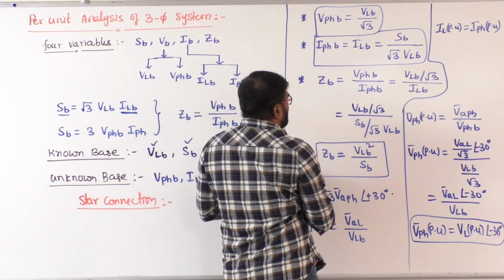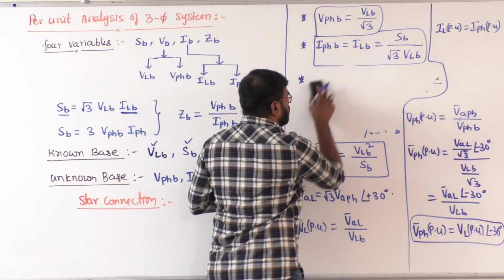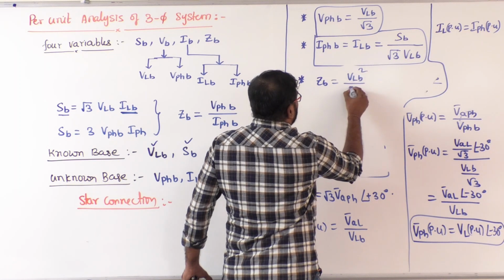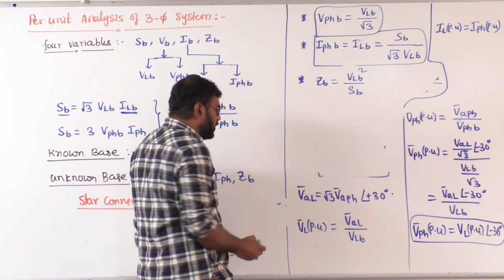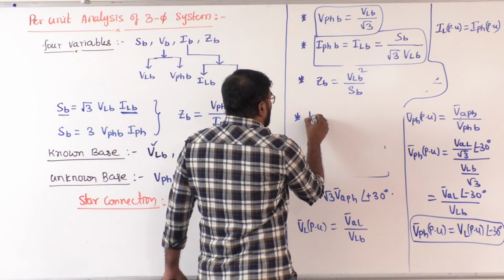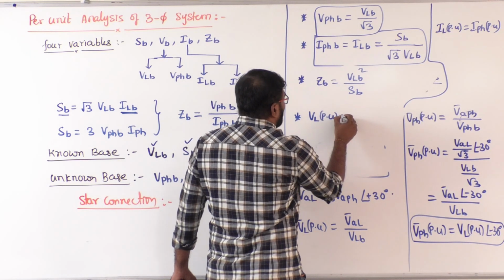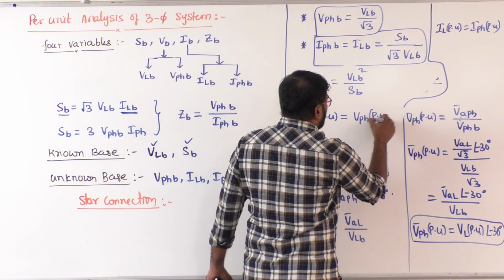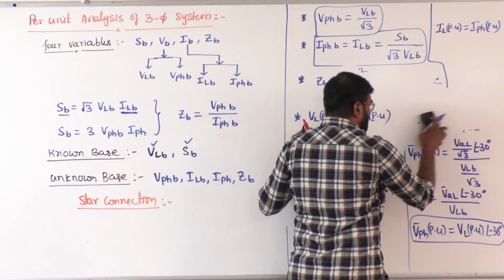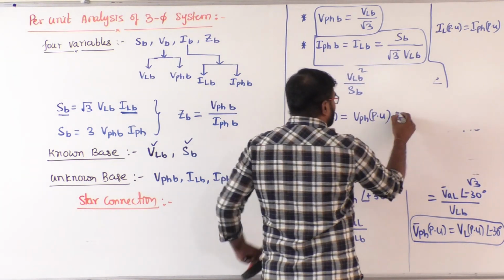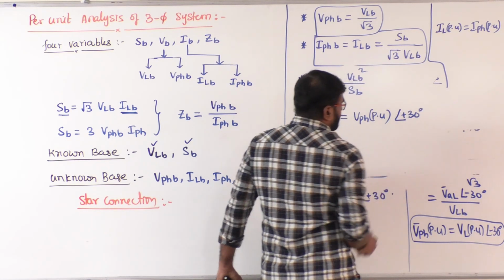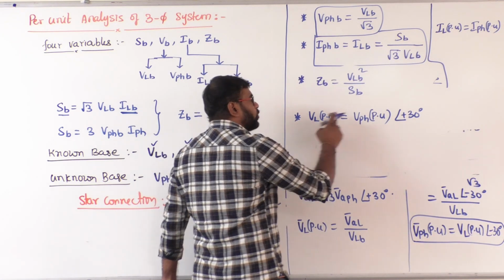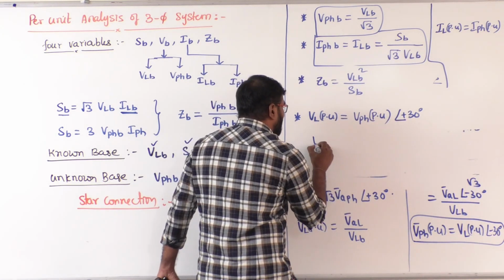And what is Z base? The third conclusion: Z base equals V line base whole square by S base. Okay, that is the third conclusion. And the fourth conclusion is the line voltage per unit equals what? Just now we defined phase voltage per unit, but the line voltage leads the phase voltage by 30 degrees. Clear, sir? Sir, I have written V phase equals V line at an angle minus 30. But here V line equals V phase at an angle plus 30.